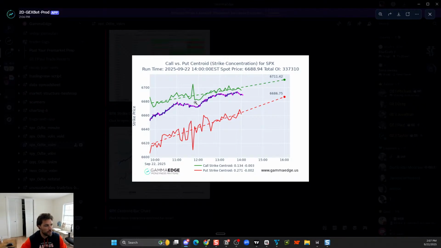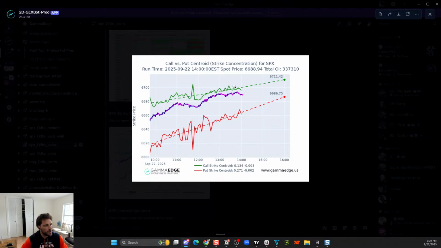Upside continuation. Days where we see flat call centroids is where we don't get any move higher, right? It makes sense: price follows where transactions are happening, and where activity is not happening, price is not likely to go. So that's the exact reason we track this. Very useful tool day over day, easily the most popular tool that we reference on an intraday basis, which isn't surprising because this is SPX 0DTE volume, so it should be.